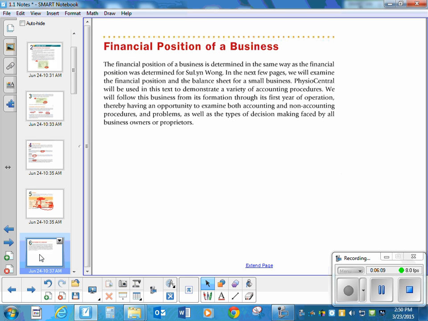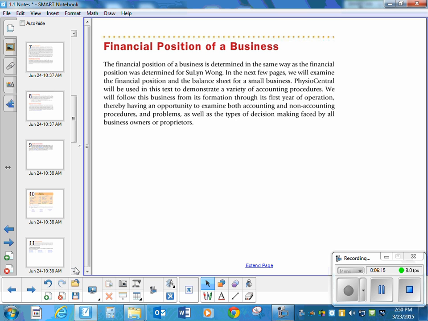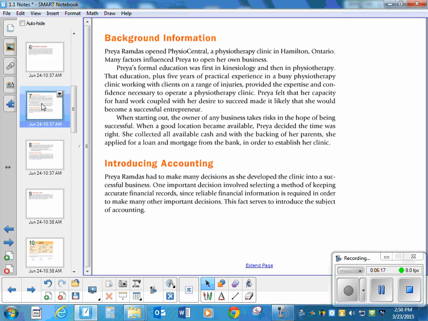Okay, we also can do this exact same thing, finding a financial position, but now for a business. Throughout the textbook, they talk about a person called Preya Ramdas, and I just want to give you a little background on her because they introduce her throughout the whole textbook. She opened Physio Central, which is a physiotherapy clinic in Hamilton, Ontario.